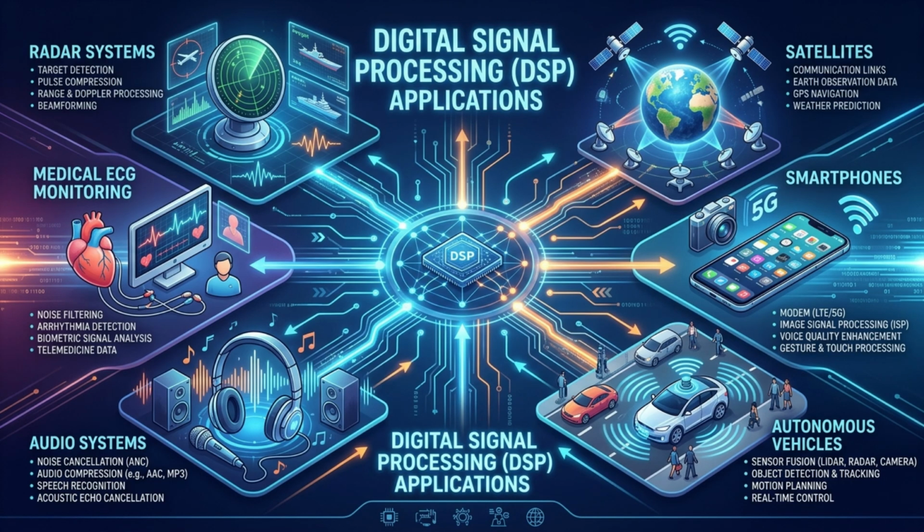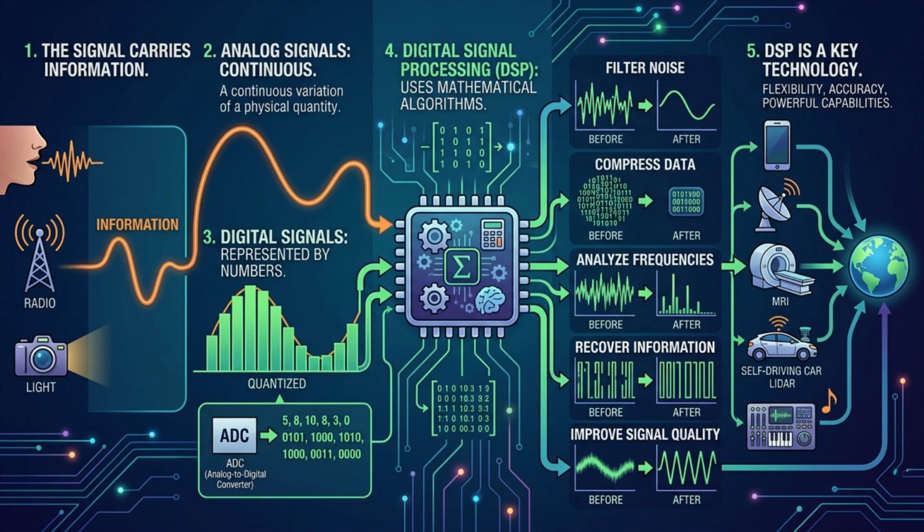Let's quickly summarize what we've learned today. A signal carries information. Analog signals are continuous, while digital signals are represented by numbers. Digital signal processing, or DSP, uses mathematical algorithms to process digital signals. DSP can filter noise, compress data, analyze frequencies, recover information, and improve signal quality. Because of its flexibility, accuracy, and powerful capabilities, DSP is a key technology behind many modern communication and electronic systems.